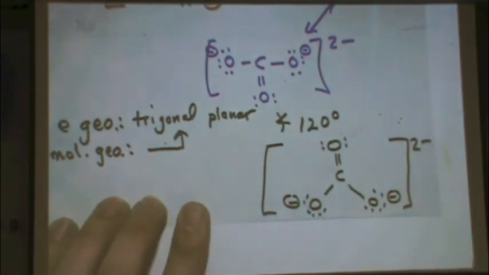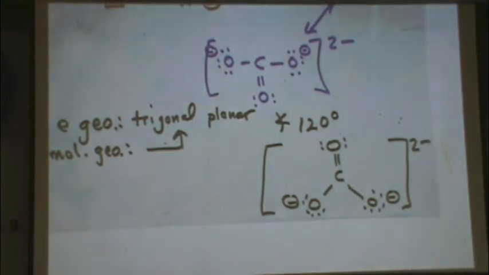See, Lewis structures are cool. They're like little puzzles to solve. It'll look like this with 120-degree bond angles. Should look kind of like a Y.